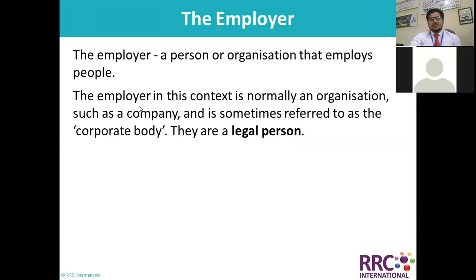Now, what are the responsibilities of the employer? First of all, who is the employer? The employer is a person or organization that employs people. The employer in this context is normally an organization, such as a company, and is sometimes referred to as the corporate body. They are a legal person.